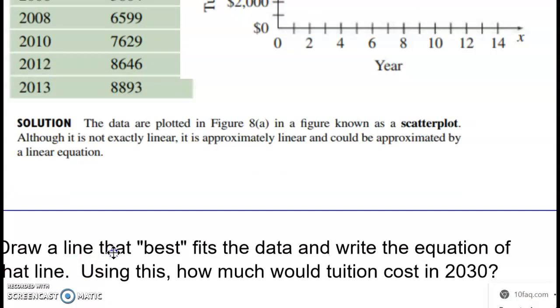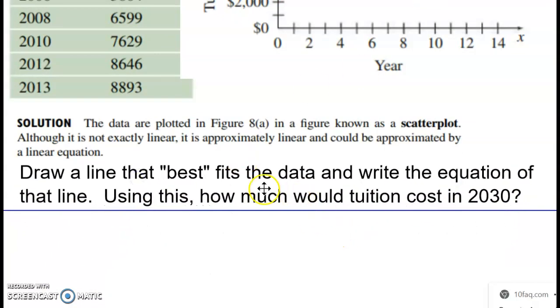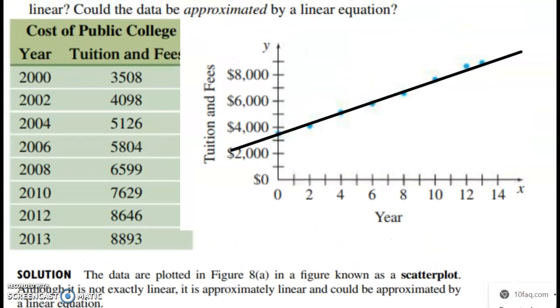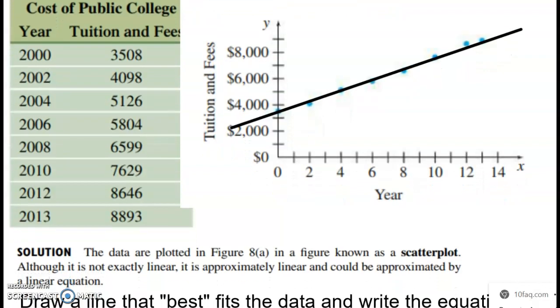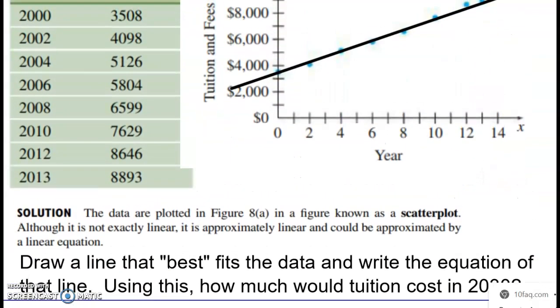So we're going to draw the line that best fits the data, write an equation for it, and try to figure out how much tuition might cost in 2030. Maybe that's when I'm going to have a kid going to college and I want to know. I'm not going to plan for what it is this year because it's increasing. So we draw the best line we can and use that to estimate.